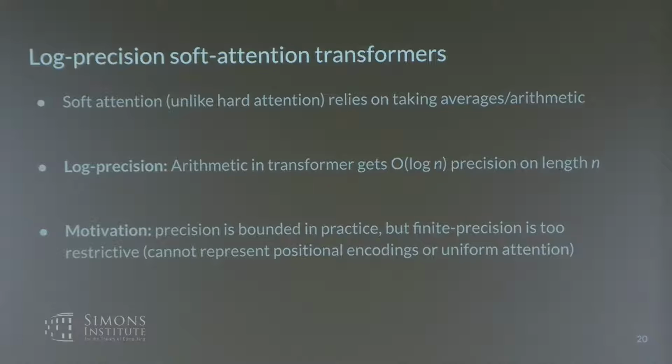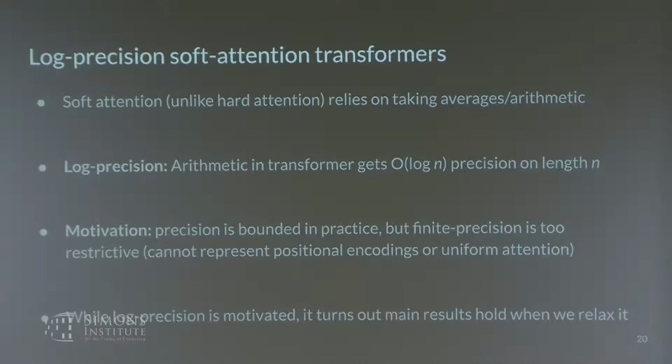And the reason we make this assumption is because we want to capture some kind of bounded precision regime. But finite precision turns out to be too restrictive, because you want to be able to represent different positions. And in order to do that, you need something like log n bits. And also you want to be able to represent uniform attention weights, so like 1 over n. And in order to do that, you need something like log n bits. So that's why we choose this log n assumption. It turns out that you don't actually need to make this assumption to get these results to go through. But in our papers, we generally have this in the title and so on. So I wanted to mention it. But you can relax this assumption and also prove that you can simulate a transformer in TC0.